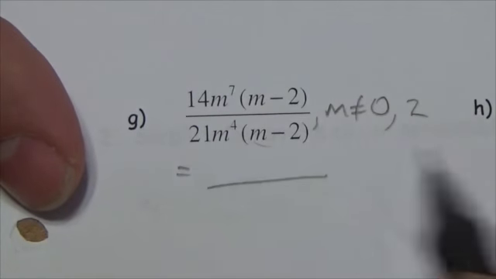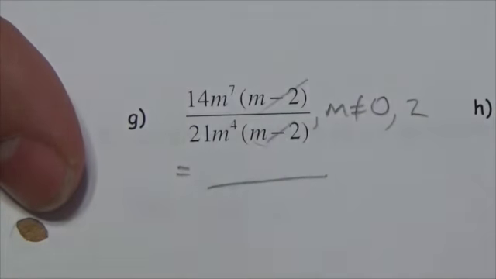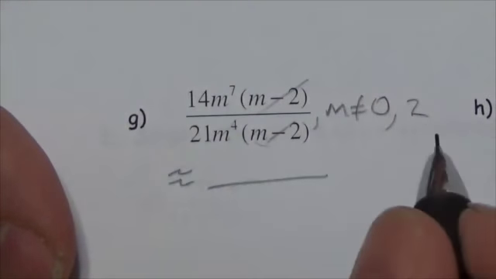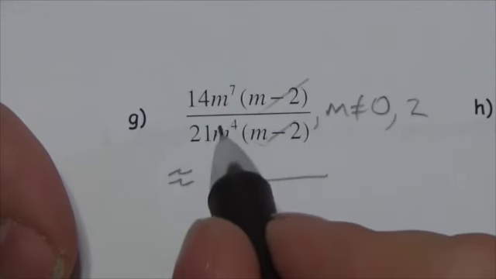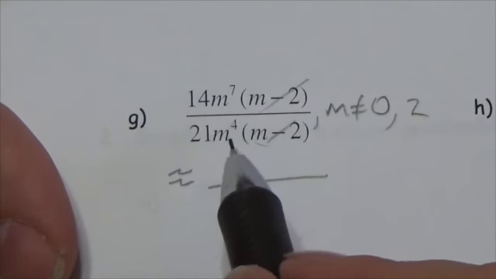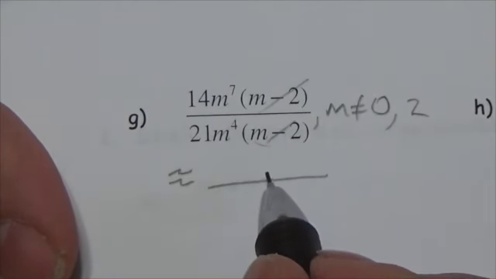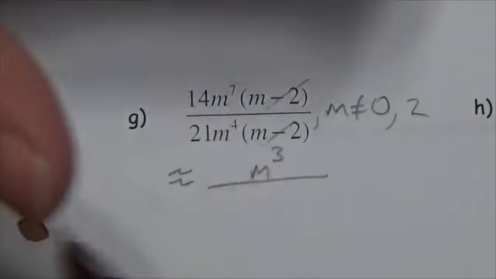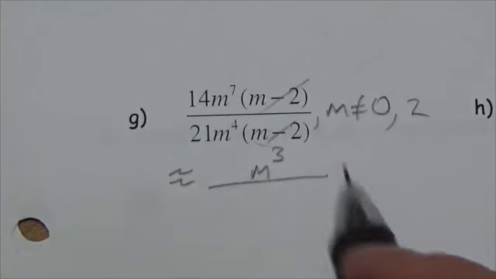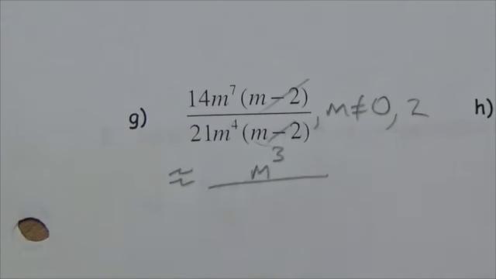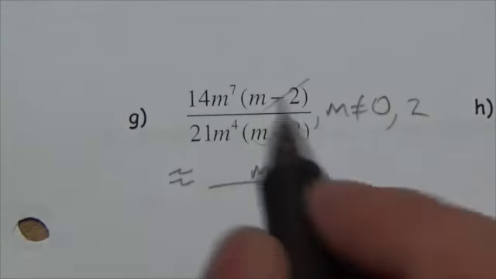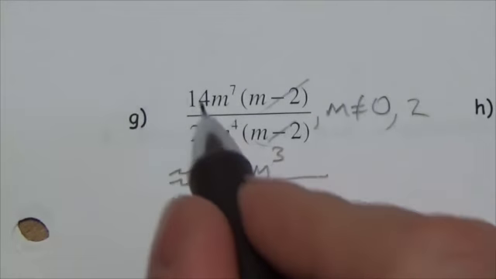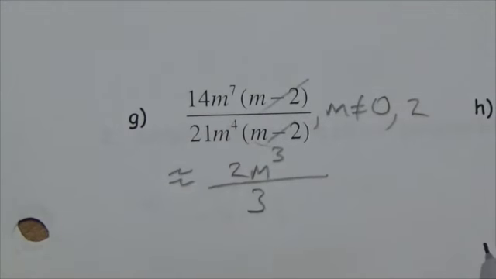Now here, got some nice things happening. The m minus 2 will cancel, and actually, you know what? They're not equal. They're equivalent until I fix it. The m minus 2's will cancel. I've got m to the 7 over m to the 4. Okay, well that means I've got 3 additional factors of m in the numerator. Everything else will cancel. And then 14 and 21, well they've both got a common factor of 7. When you divide that out, I'm going to be left with a 2 in the numerator and a 3 in the denominator. And so there we go, we've simplified it.